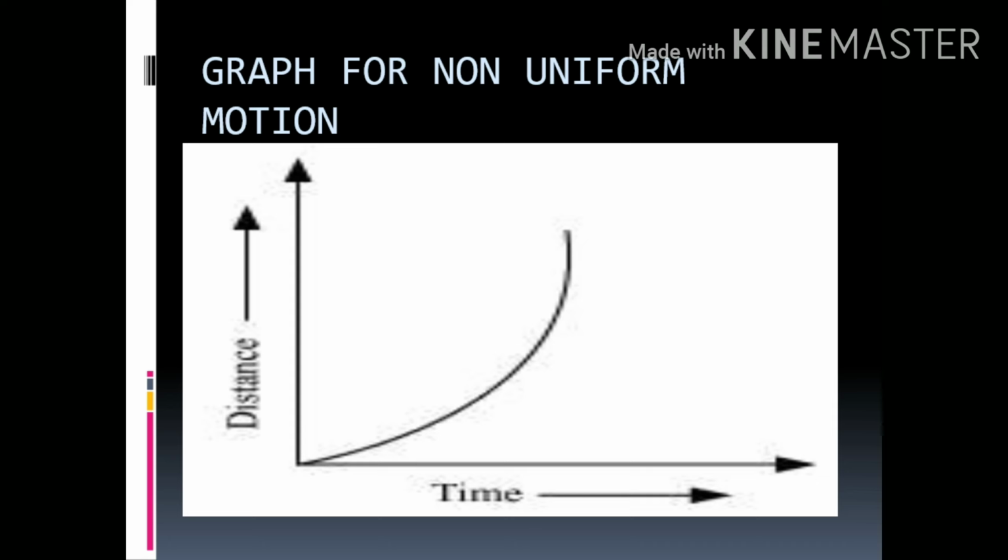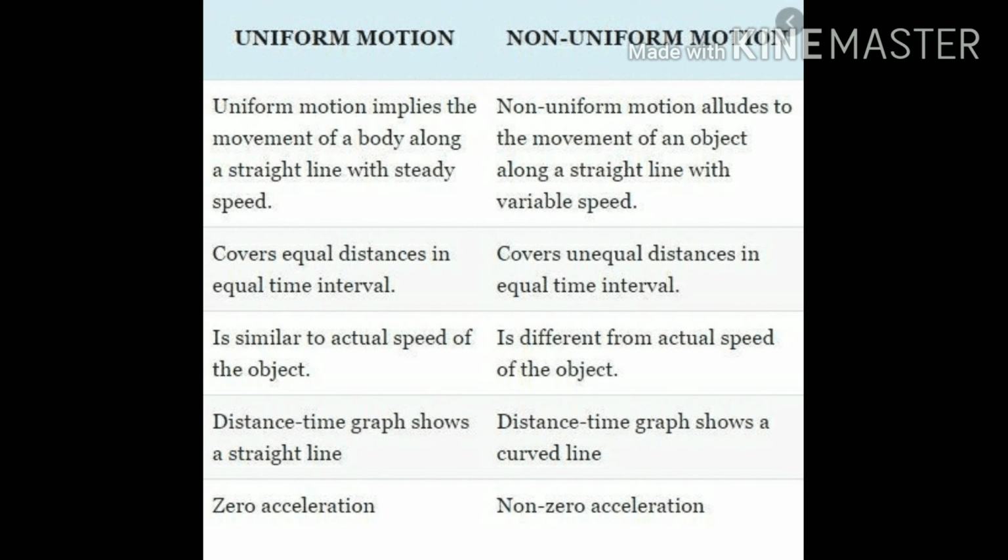If we plot a graph between distance and time in this case, then we will obtain a curve like this. The graph will not be a straight line here. As it is non-uniform motion, the graph will not be a straight line. So we can conclude that in case of non-uniform motion, the graph will be a curved line.